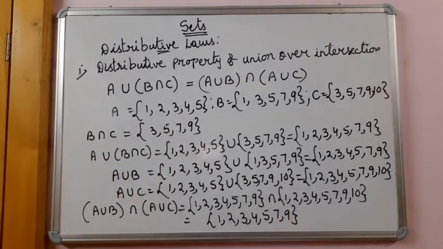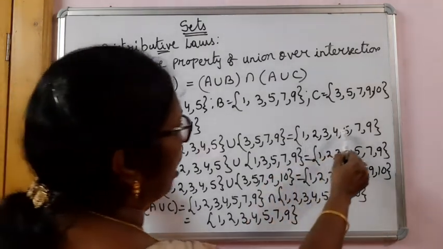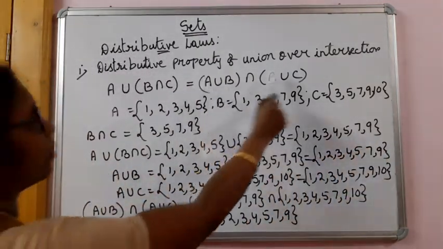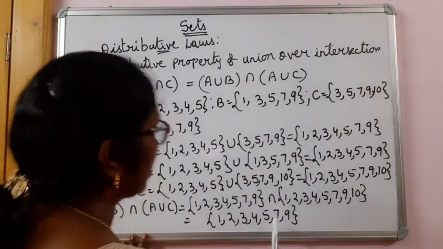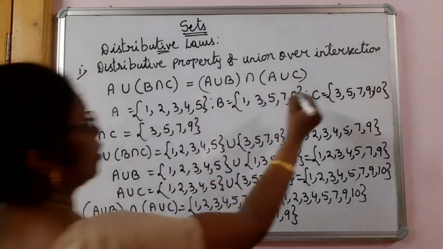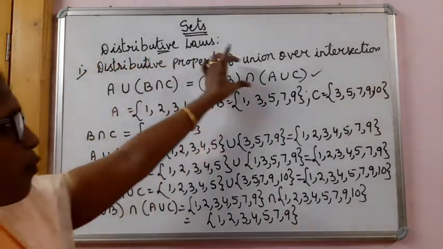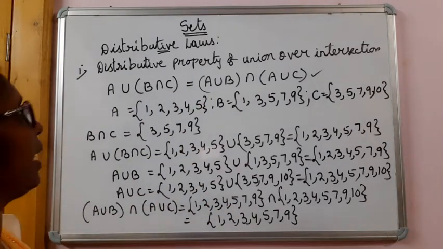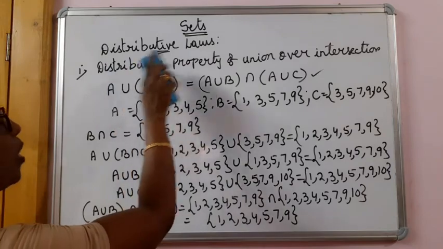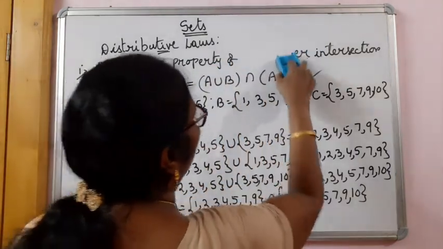So we can see A union (B intersection C) is 1, 2, 3, 4, 5, 7, 9. And this is also 1, 2, 3, 4, 5, 7, 9. These two are equal, so this law is proved. So how we got it, I have explained. And your second property is the distributive property of intersection over union.